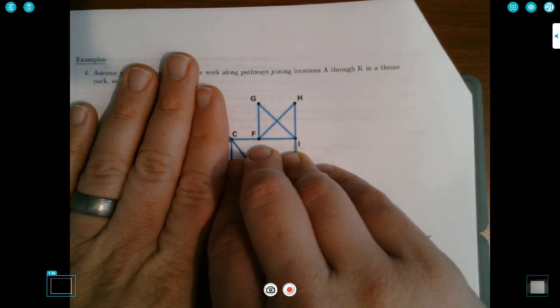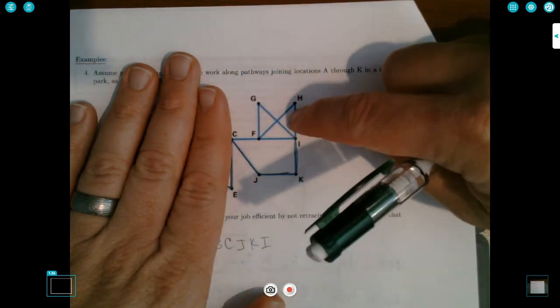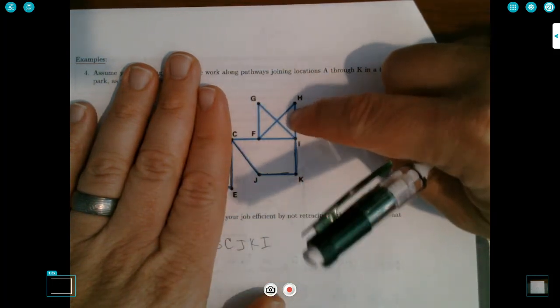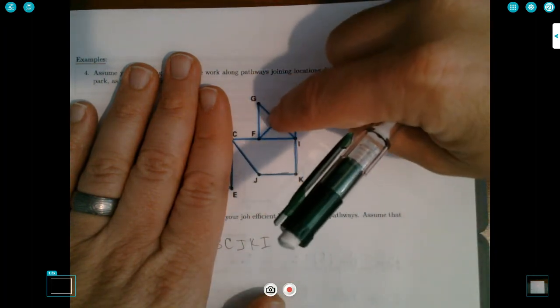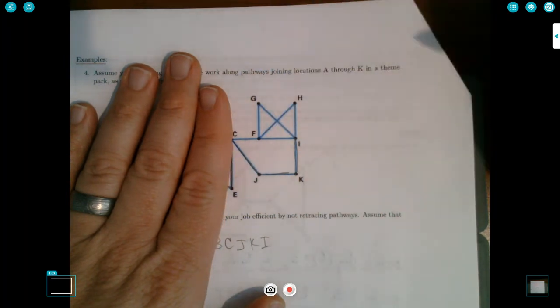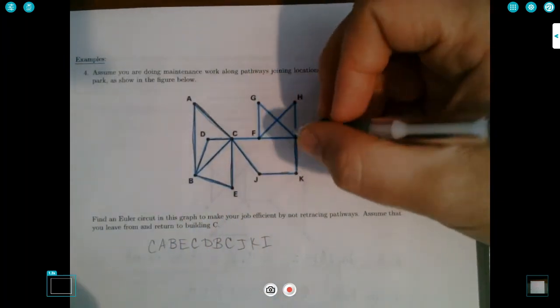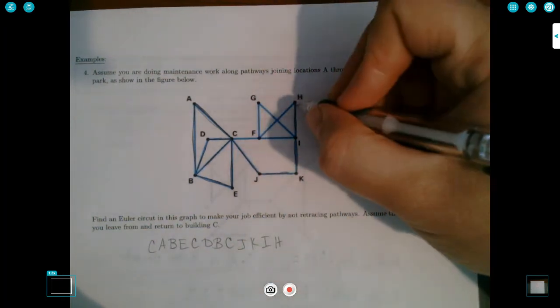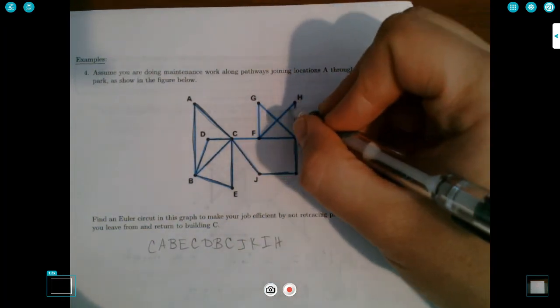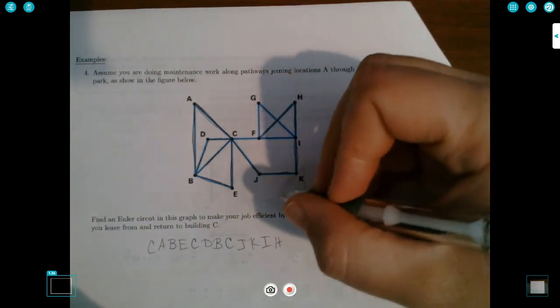So do I get any bridges? I don't think so. If I remove this, still connected. If I remove this, still connected. If I remove this edge, it's still connected. So I think I can go any way I want. I'm going to go up to H. And then I have no choice. So I have to go down to F.